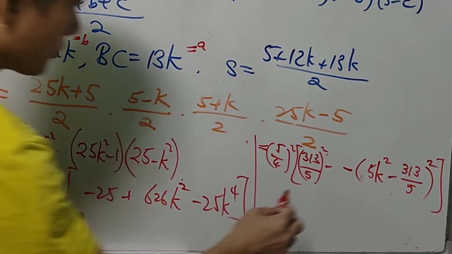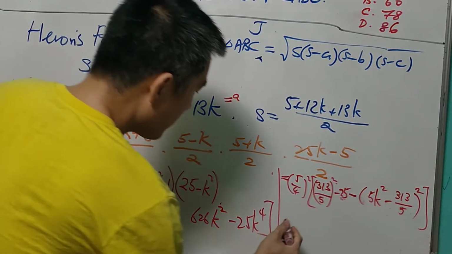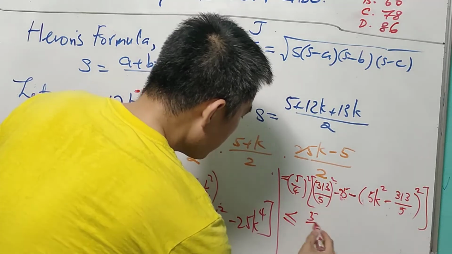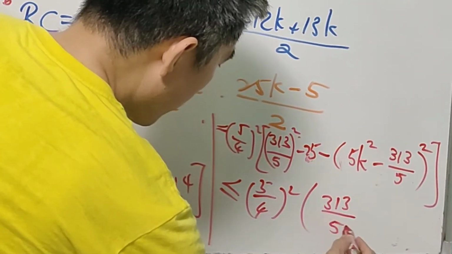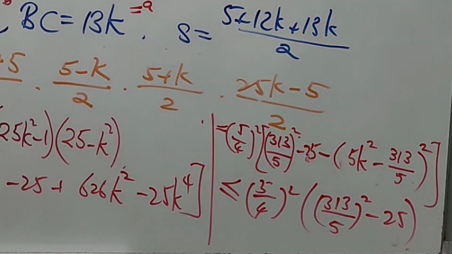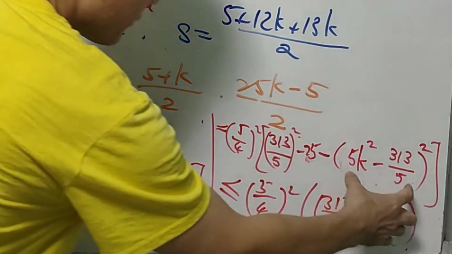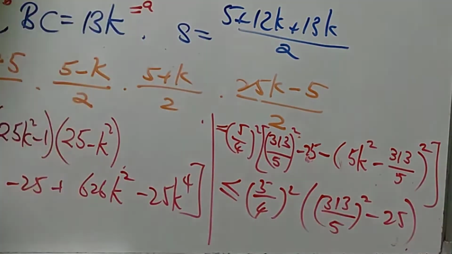And minus this 25. So now J squared is equal to this expression, and therefore it must be less than or equal to 5 over 4 squared times 313 over 5 squared minus 25. And the equality holds if and only if 5K squared minus 313 over 5 equals 0.